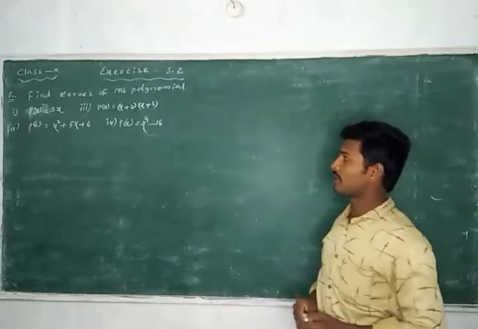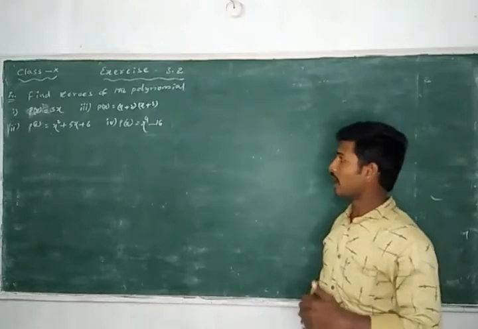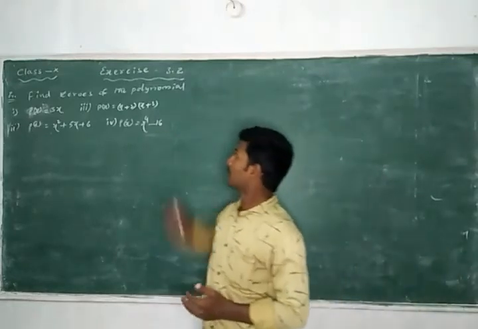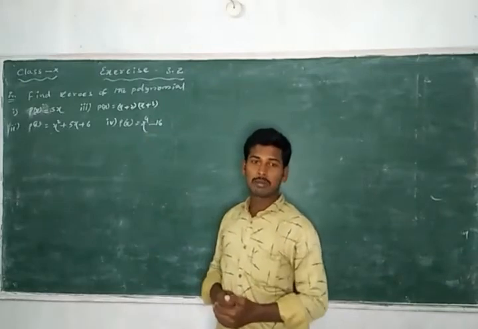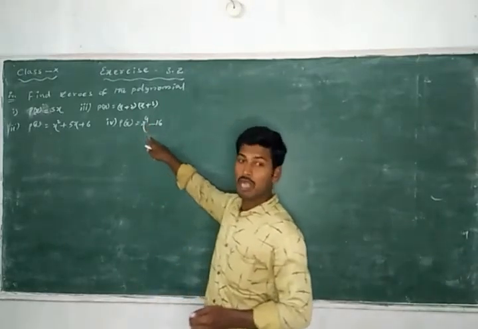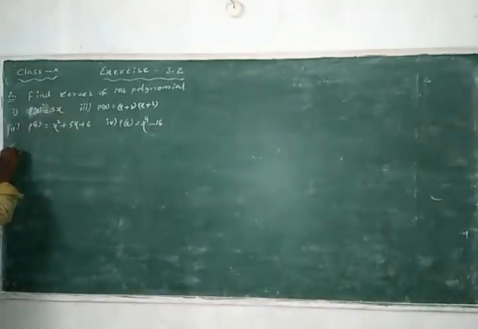Here we need to find the zeros of the polynomial. We know that a linear equation has only one zero, a quadratic equation, power 2, has at most 2 zeros, and a cubic polynomial has at most 3 zeros. Here power 4 is there, so we have at most 4 zeros. So let's find the solution for the first question.